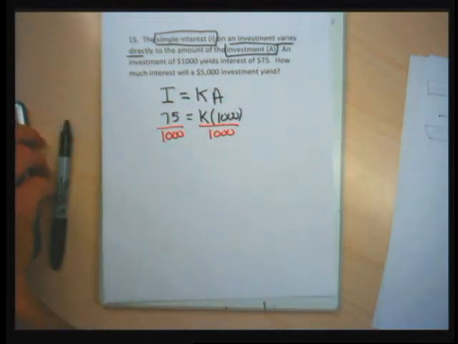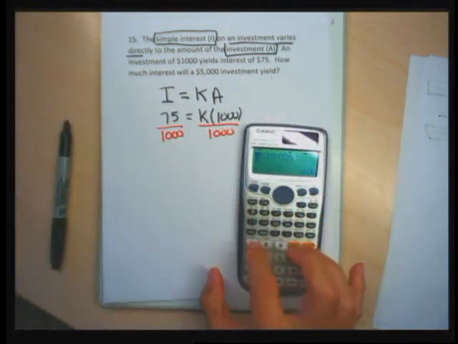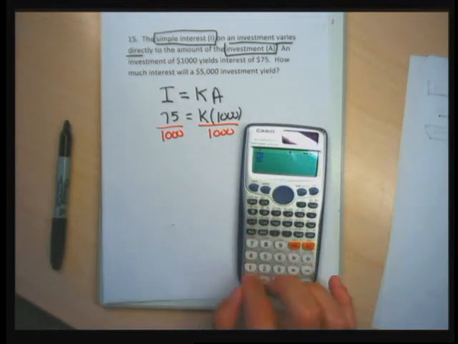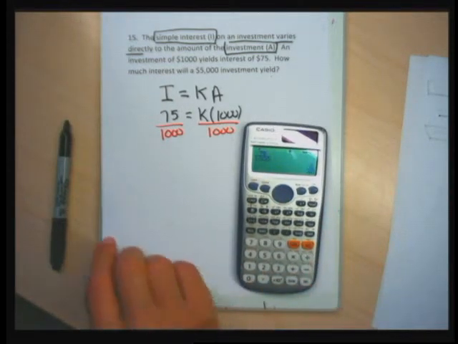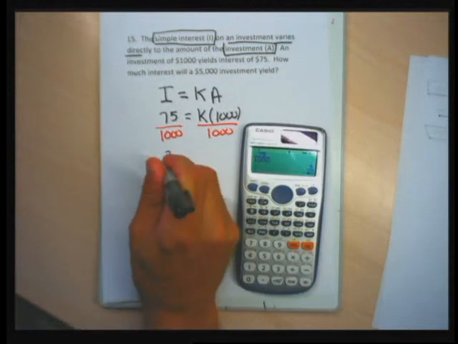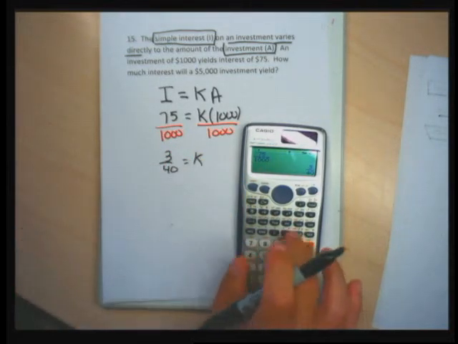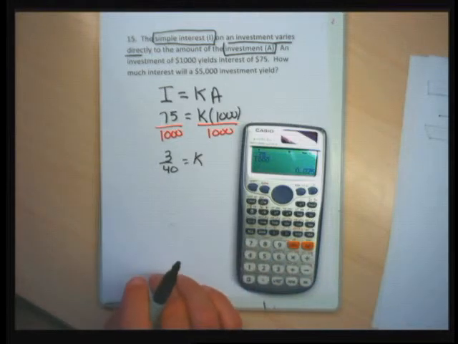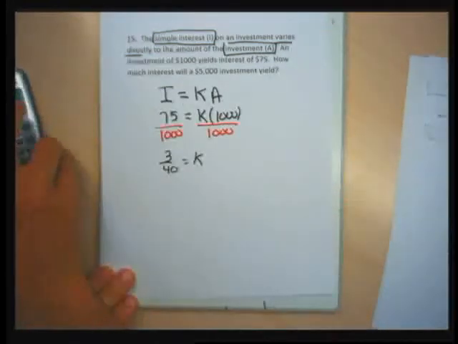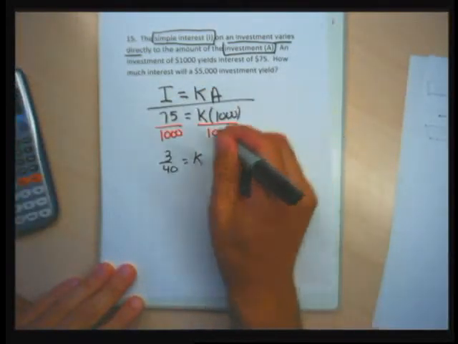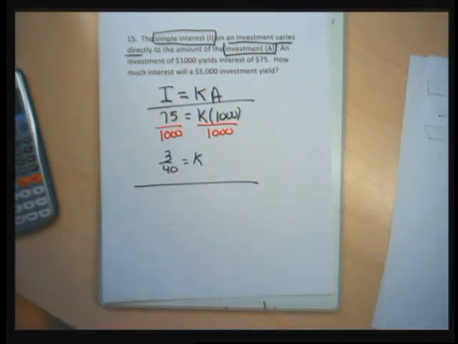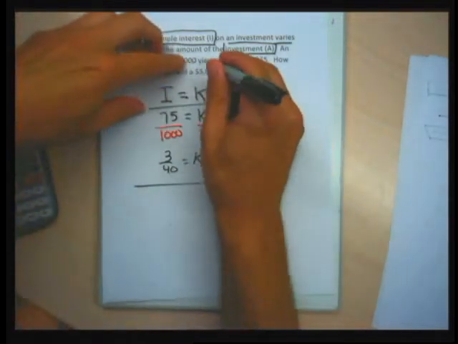My calculator is going to give me a fraction, but I can live with that. 75 over 1,000. I get 3 over 40 equals k. If you wanted to, you could make that 0.075 and it would work just as well. But I can live with 3 over 40. So first sentence gave me an equation with a k. Second sentence gave me some numbers, the ability to solve for k. Third question gives me another number.